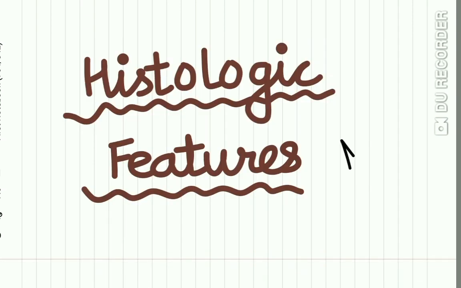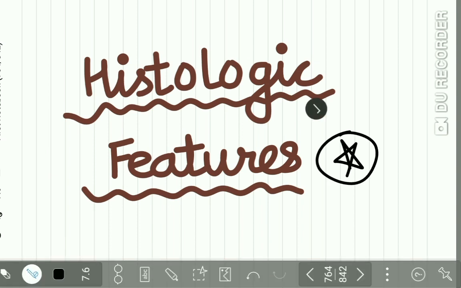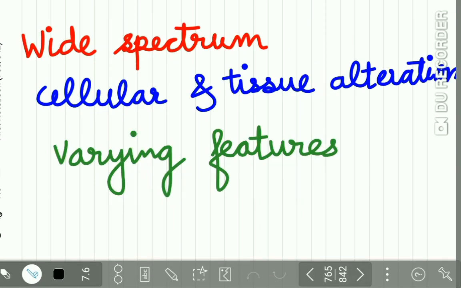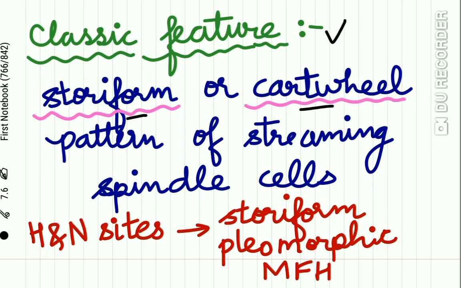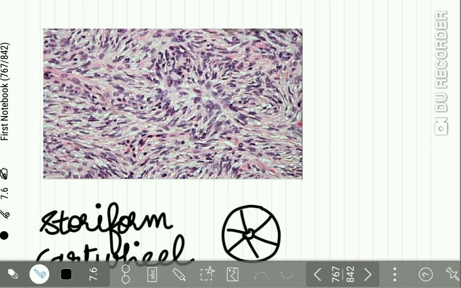Now the histologic features, this part is very important, so watch it carefully. There is a wide spectrum of cellular and tissue alteration in malignant fibrous histiocytoma. The cellular differentiation and density vary markedly even within the same tumor. The classic feature is the storiform or the cartwheel pattern of streaming spindle cells. The head and neck site tumors show the characteristic storiform pleomorphic malignant fibrous histiocytoma.